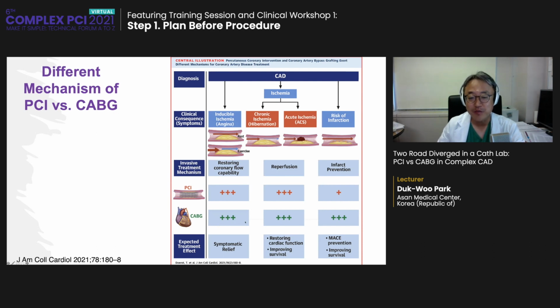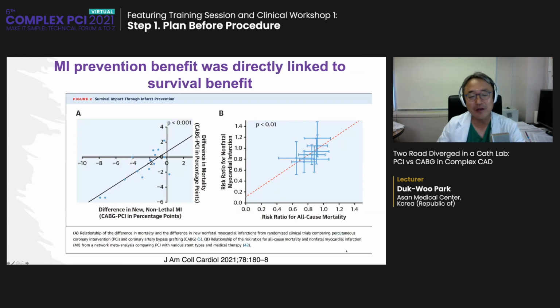Bypass surgery offers restoring reperfusion, impact prevention, and the expected treatment effect: functional ischemia symptom relief and anatomical ischemia relief, restoring cardiac function and improved survival. MI prevention is MACE prevention, also improving survival. And this paper shows the non-lethal MI prevention was a main difference, PCI versus bypass surgery.